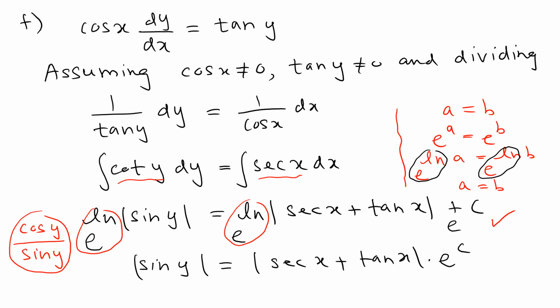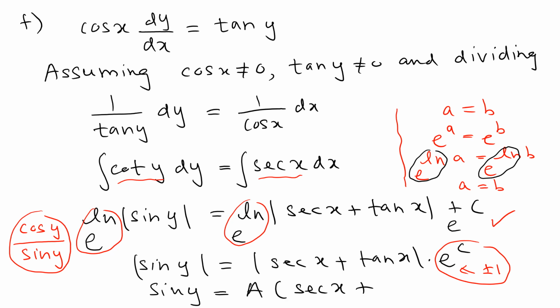When you remove the absolute sign, you're going to get sine y equal, again, plus or minus. So the plus or minus comes here. We can put the plus or minus into this one, and then we can call this whole thing A. That means you can write the final answer as A times secant x plus tan x. Really nice algebra here. So that's the general solution. This is the implicit solution of the problem. The implicit solution is sine y equals A times secant x plus tan x.